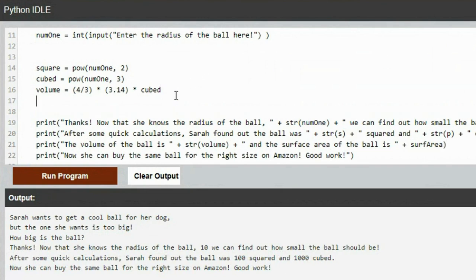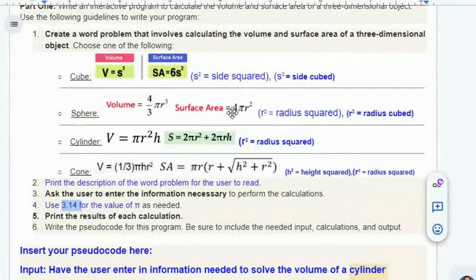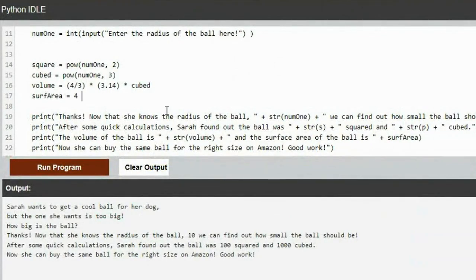So let's create another calculation, surf area. And what was that supposed to be? 4 times pi times the radius squared. So 4 times 3.14. I don't have to put the parentheses around 3.14, but it just makes it easier to see. Times square. There you go. 4 times pi times the square, which was calculated up here.